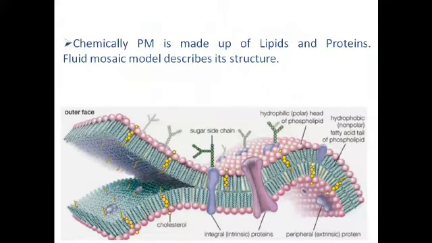Chemically, the plasma membrane is made up of lipids and proteins. And the fluid mosaic model is the one which describes its structure. According to the fluid mosaic model, the plasma membrane is, as we know, made up of a lipid bilayer. Here in the figure we can see that this is one sheet and this is another sheet. These are the two layers of lipids. And according to this model, there are proteins that are part of the plasma membrane.